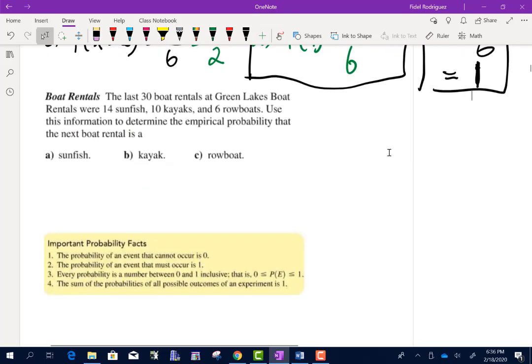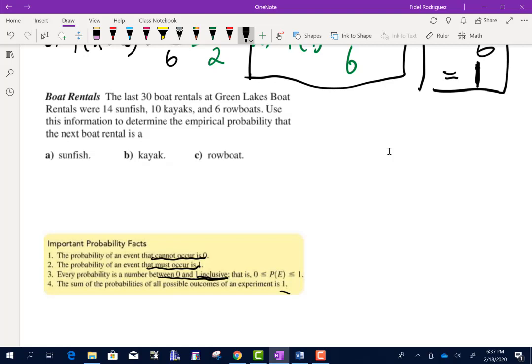All right. And before I do this next problem, I want you to look right here. The probability that an event cannot occur is 0. The probability that it must occur is 1. And every probability is going to be a number between 0 and 1 inclusive. That means we're including those two numbers. And then part 4 says the sum of the probabilities of all possible outcomes is equal to 1. Okay.